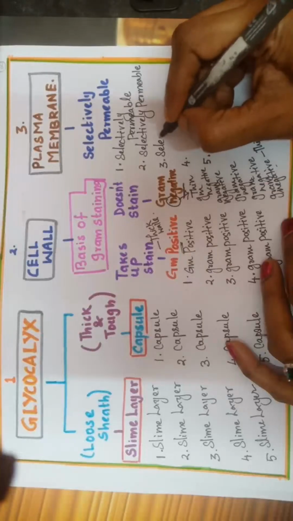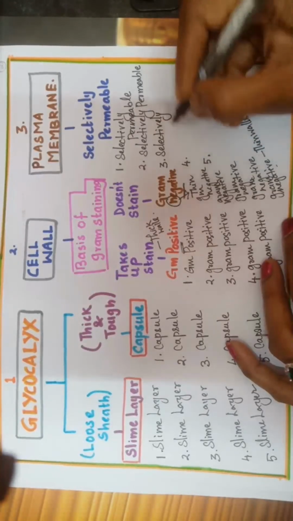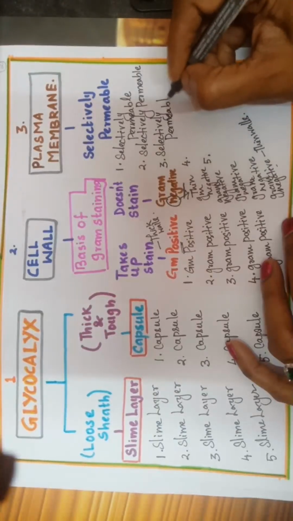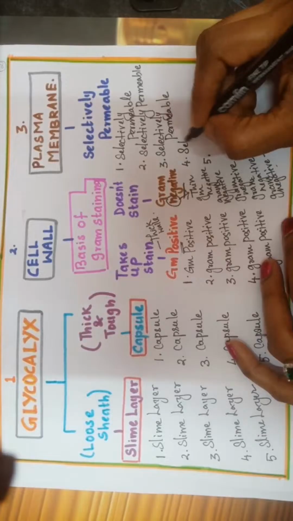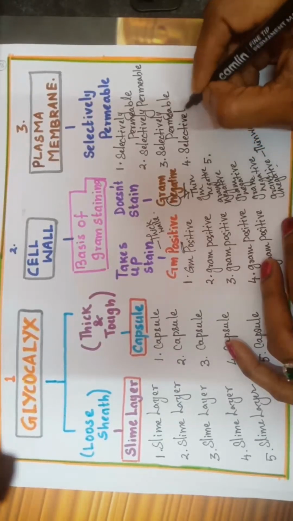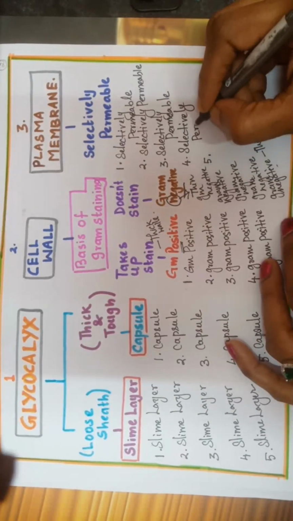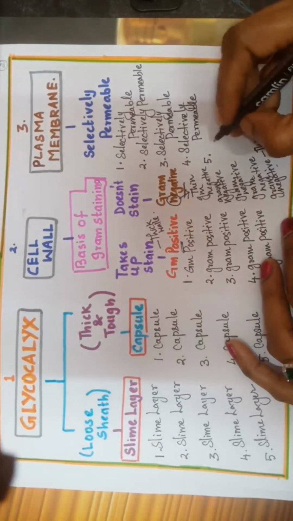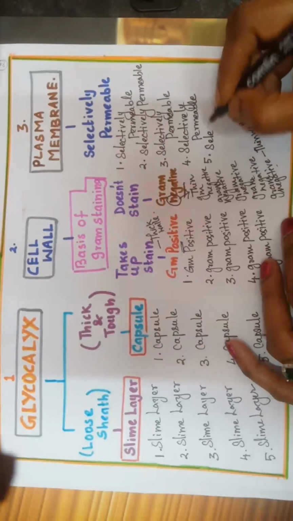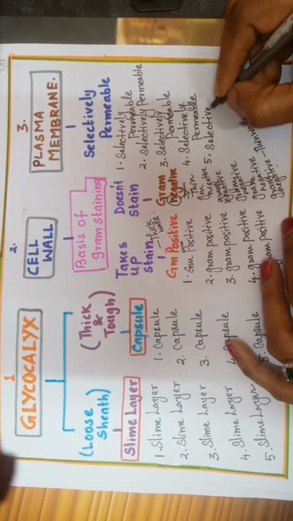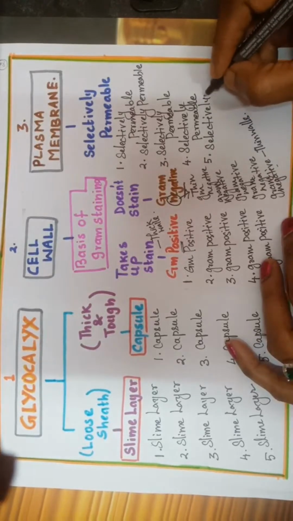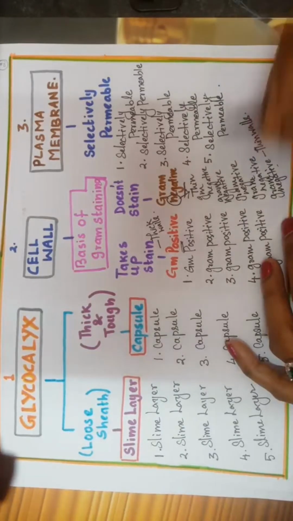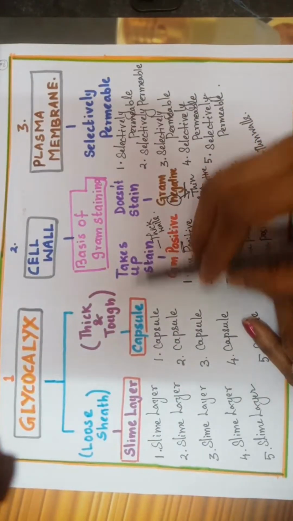So it cannot allow everything, right? Selective permeability is a very important characteristic of the plasma membrane. They can confuse you here: selectively permeable, completely permeable, partially permeable. All plasma membranes have the characteristic of selective permeability.